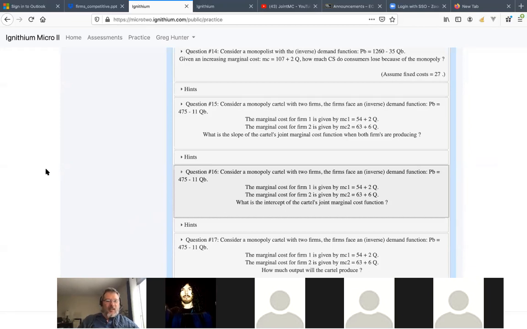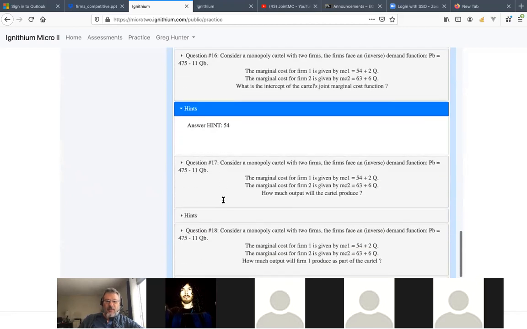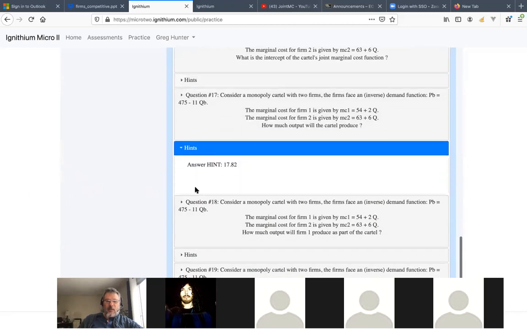Okay. All right, so look at these two values, right? The one that's greater is the crossing with the joint marginal cost function, right? So let's look at our hints here. Well, that's the intercept. Here's the output. Okay, and see how the 17.82 is greater than 17.54, Ruben? Yeah. So that's the correct answer.